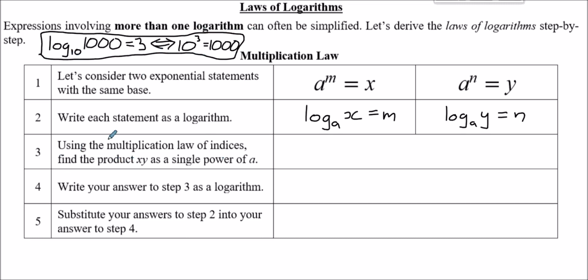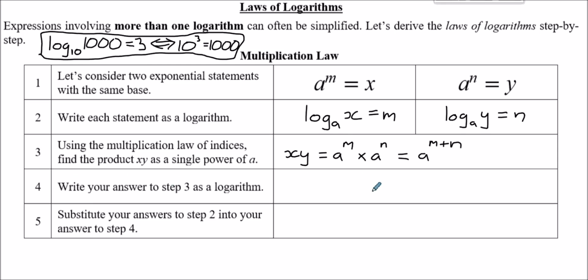Anyway, step 3. Using the law of multiplication of indices, find the product x times y as a single power of a. Well, xy is this thing here, which is a to the power m, multiplied by y, which is a to the power n. And obviously you know now that when we multiply indices together with the same base, we add the powers. And this is the same as a to the power of m plus n.